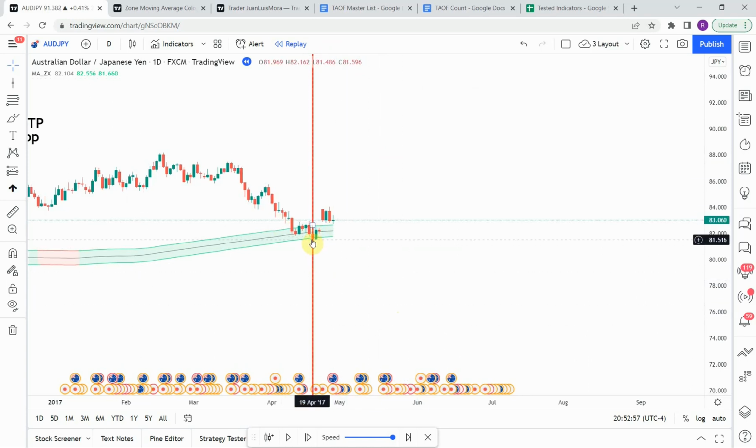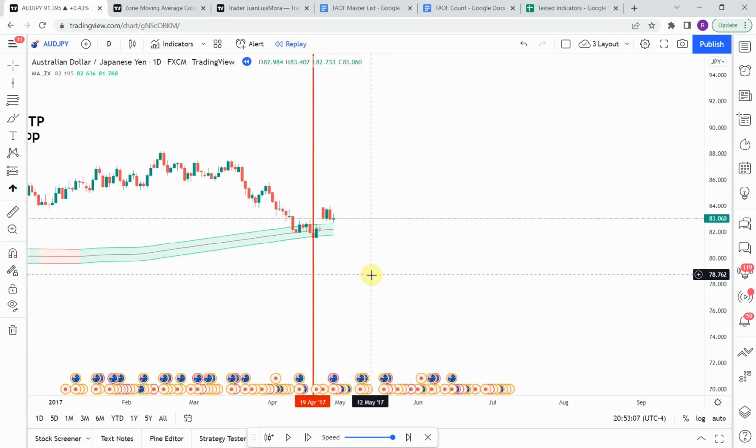So we went short right here, and immediately we get this spike back to the upside, and then we actually get this gap up from one week to the next, and that definitely went up there and stopped us out. Let's go ahead and continue on.